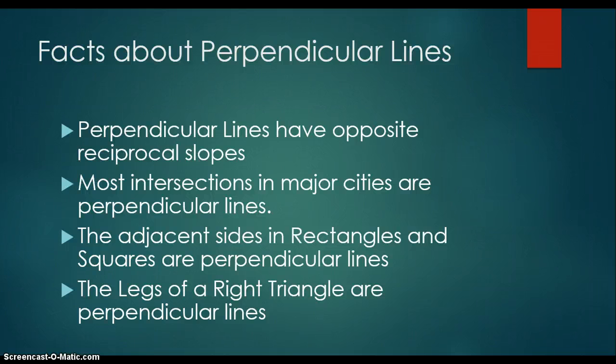Most intersections in major cities are perpendicular lines. The adjacent sides, the two sides that are next to each other, in rectangles and squares are perpendicular lines. Rectangles and squares have 4 right angles, and each side that are next to each other create that right angle, so they are perpendicular lines. The legs of a right triangle, or the two shorter sides, are perpendicular lines. Those two shorter sides make a right angle.